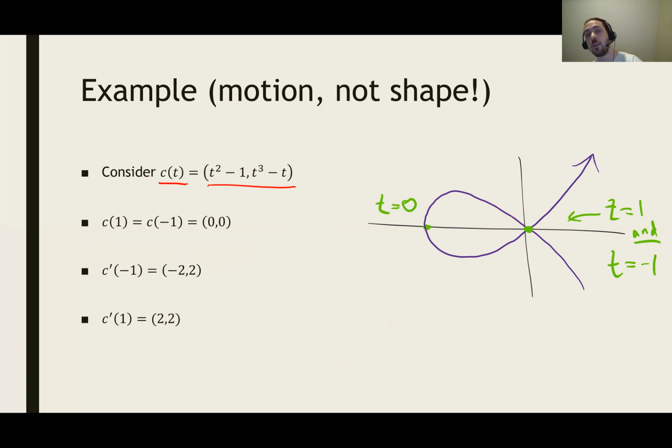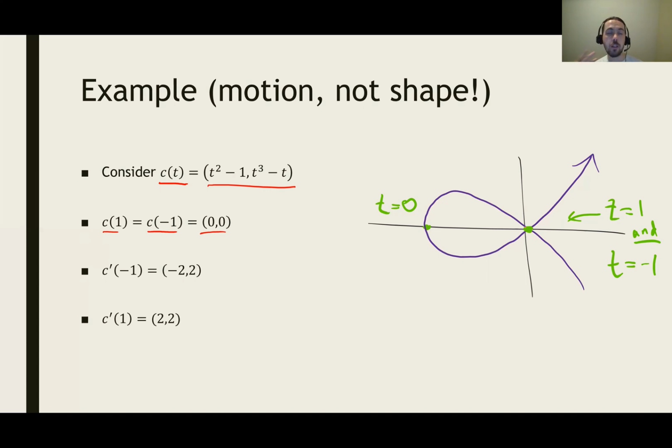As time goes on, it starts in this lower right corner and travels along this arc that loops around and then goes back towards the upper right eventually. It crosses the same position twice. It goes through the point 0, 0 twice, once at time 1 and once at time minus 1.